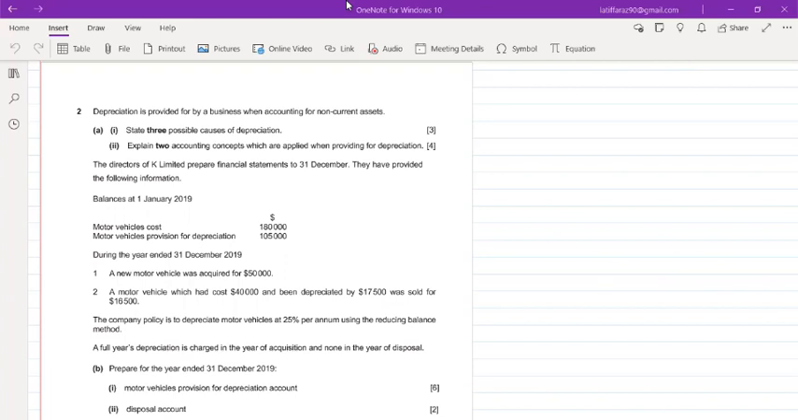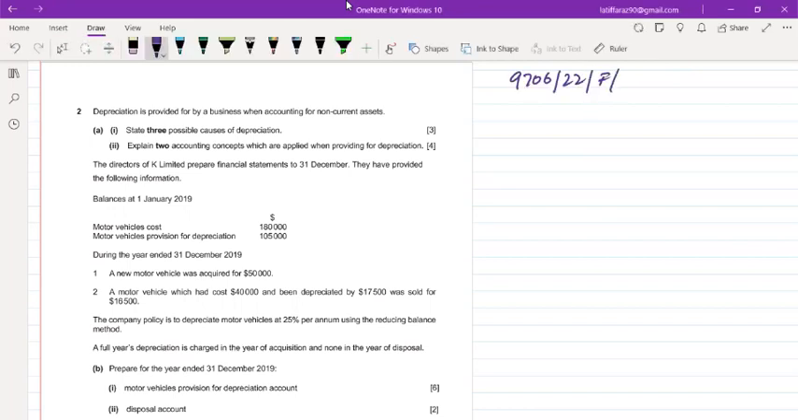Hello everyone. So today we will be discussing a past paper question on the topic of depreciation for AS level accounting. The year is 9706, variant 22, February/March 2020. Okay, and the topic is depreciation. So I will straight away start the question. The question says depreciation is provided for by a business when accounting for non-current assets.